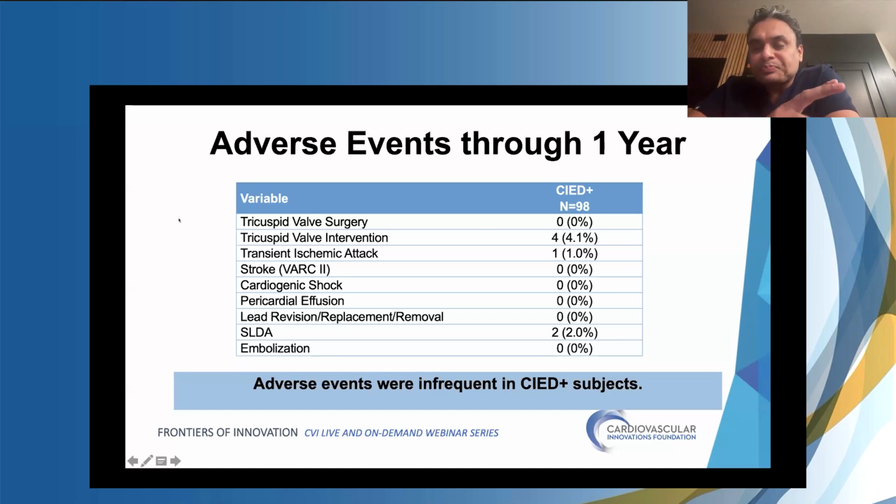And then the other 2 had residual TR after the TriClip, and they got another clip in each of those cases, and they've done very well. So those are the individual 4. Even if you call them adverse events, they all did very well in a safe procedure. And overall, the SLDA rate was less than the overall cohort. But again, that could be due to our experience, because I think we started allowing these patients in the trial later on.